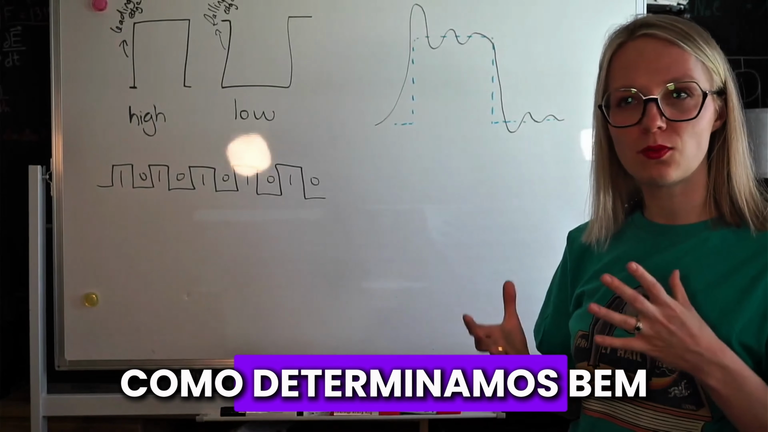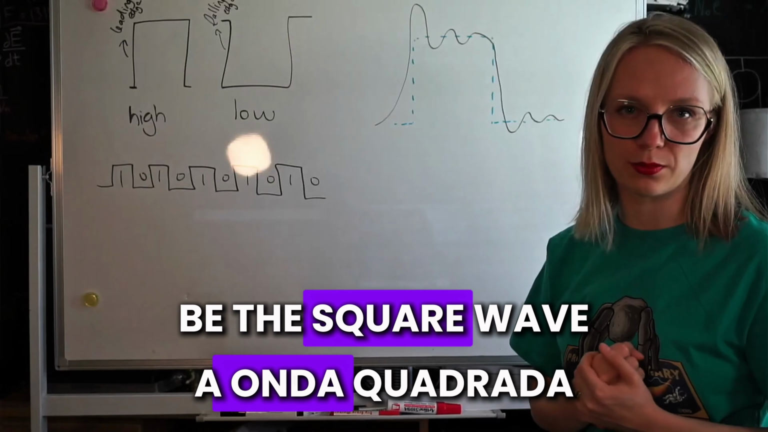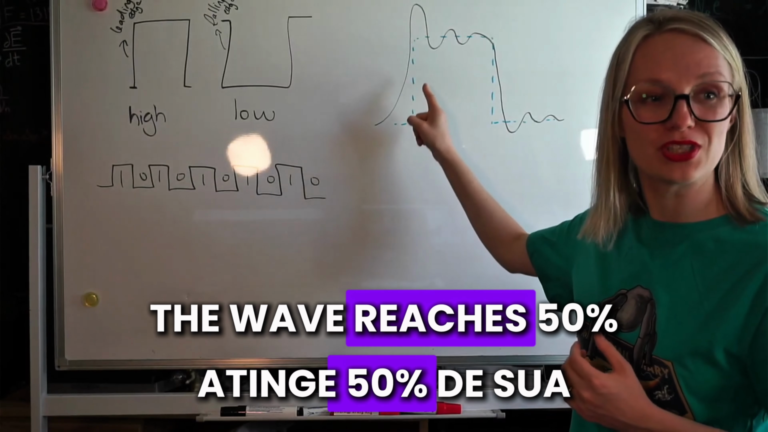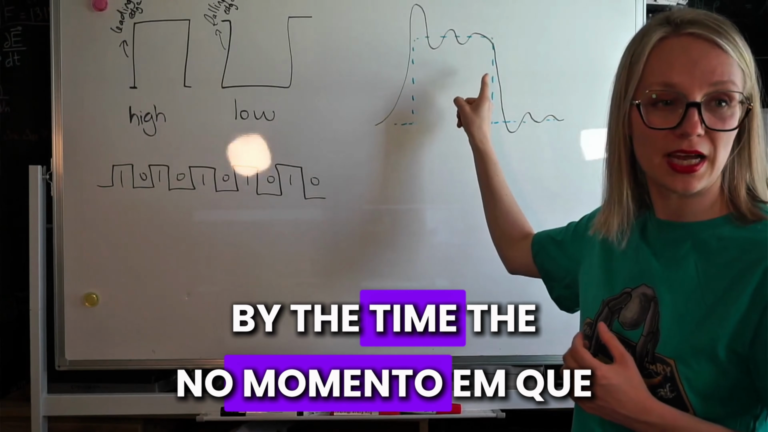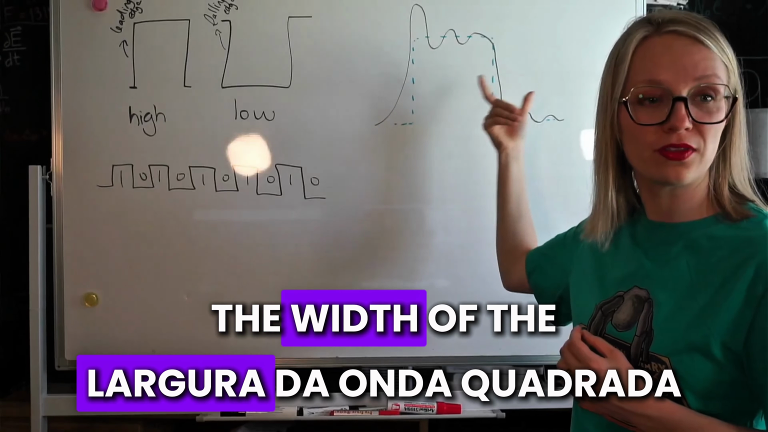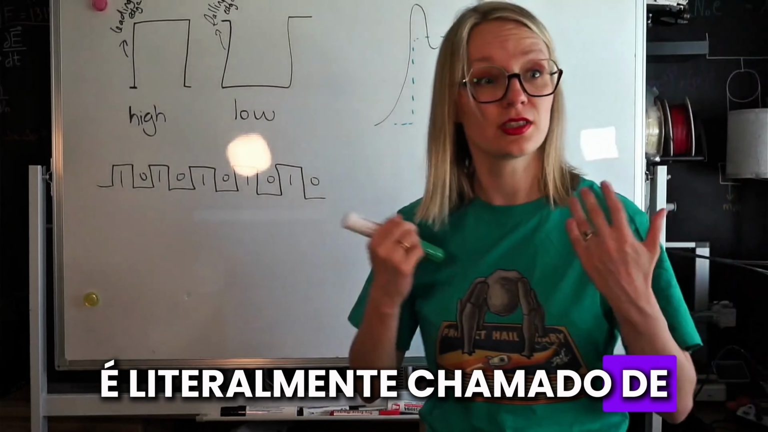How do we determine, well, what is going to be the square wave? In this case, what we say is by the time the wave reaches 50% of its height, until the wave falls 50% of this height, we will call that the width of the square wave. It's quite literally called the pulse width.